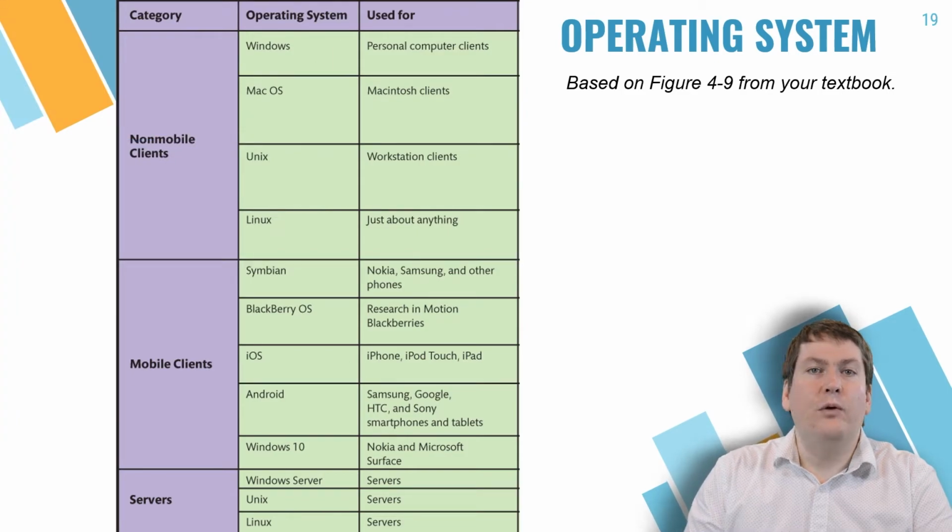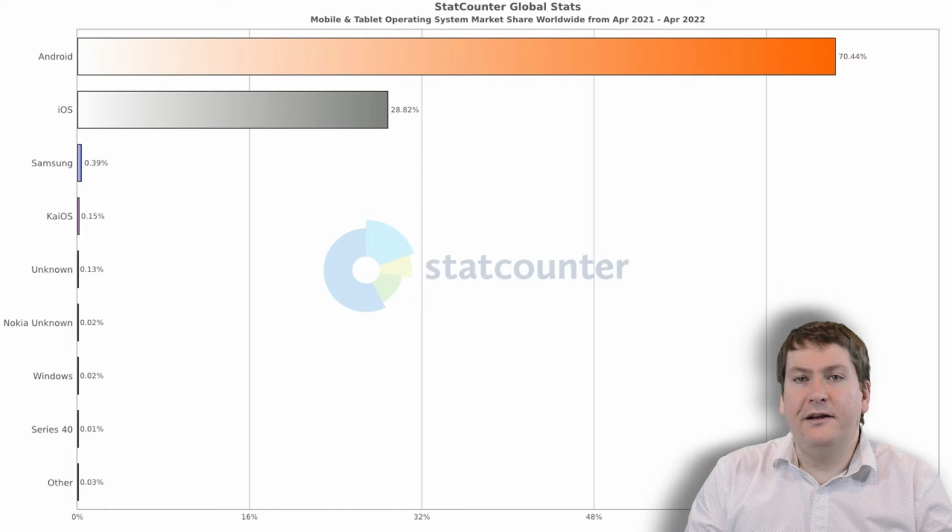Moving on now to mobile operating systems. These would be the operating systems that power devices like smartphones, tablets, and some more specialized devices like smart TVs. Currently, the most popular of these is Android, followed closely by iOS. iOS being the operating system used by the iPhone.